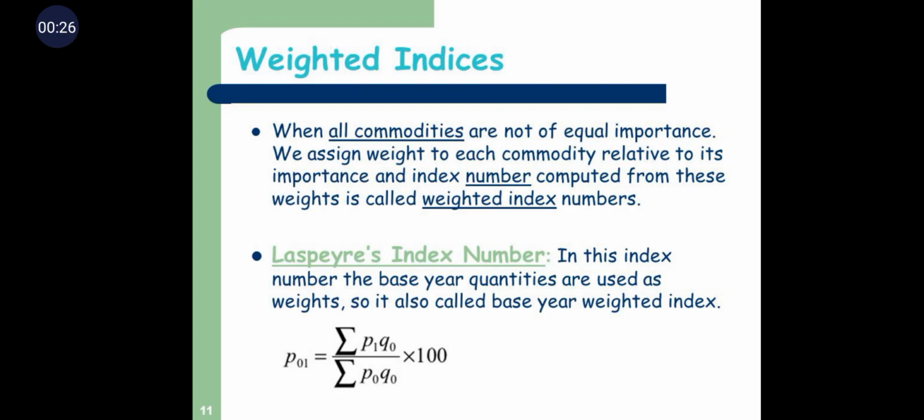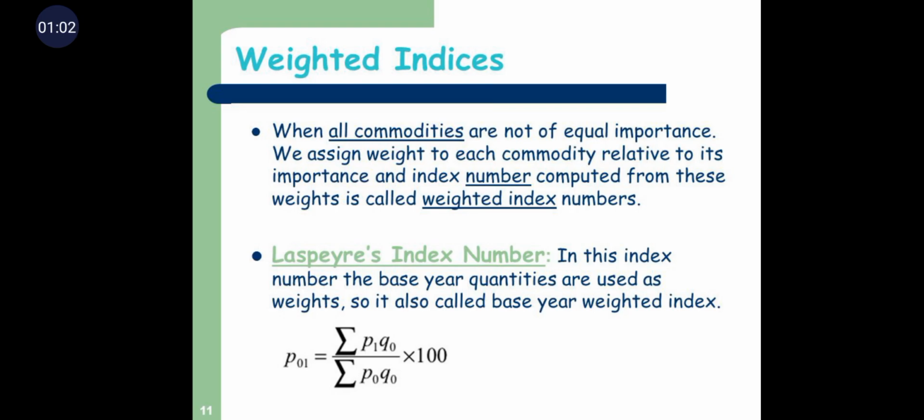The weighted indices: when all commodities are not of equal importance, we assign weights to each commodity relevant to its importance, and index numbers computed from these weights are called weighted index numbers. There are some methods of weighted index numbers: Laspeyres, Paasche and Fisher's.